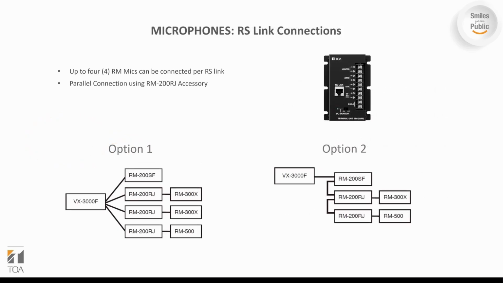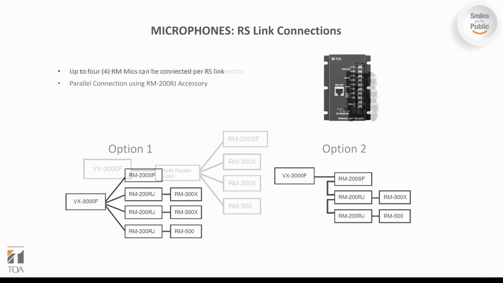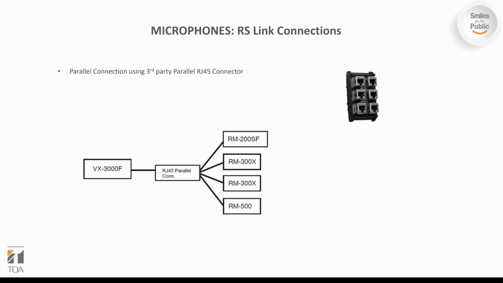Now let's go over the details of the RS link connections. As mentioned earlier, up to 8 microphones can be connected to one VX3000 frame. These can be wired in parallel, which means a fan out, using the RM200RJ accessory. Another alternative is to use a shielded RJ45 parallel connector as shown below.